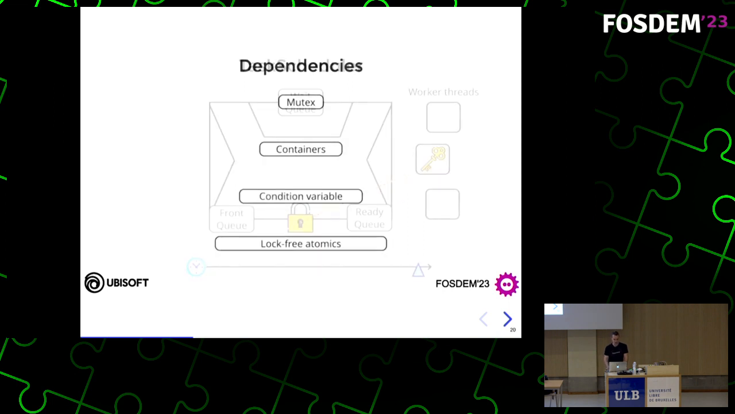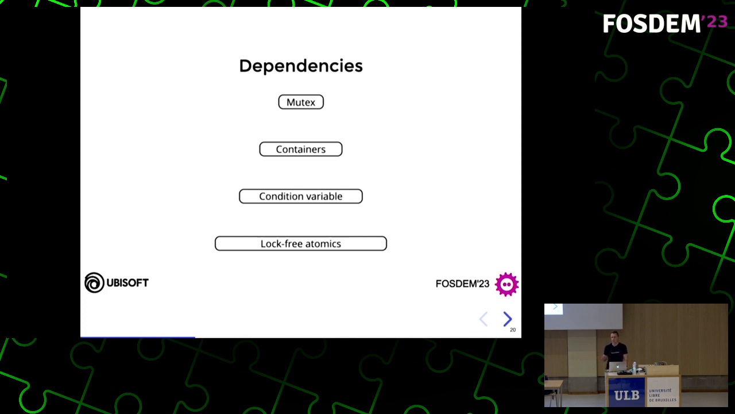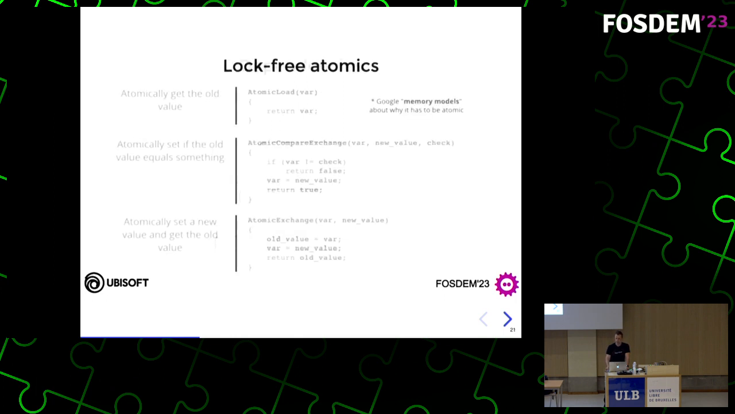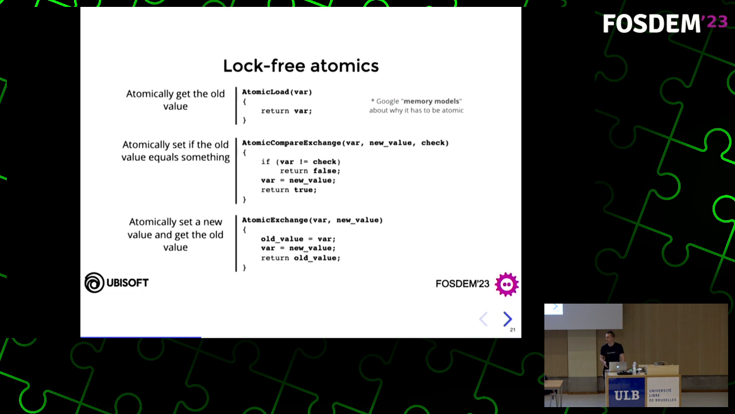What we need to implement all this cool stuff, the language and the libraries which we will be using need to provide us with the following at least. We need mutexes, containers like arrays, lists, condition variables, and, not important for the algorithm but extremely important for the implementation and the performance, we will also need lock-free atomic operations. Just in case not all of you know what they are, here is a short pseudocode explaining what these lock-free atomics are. We will need 3 of them.